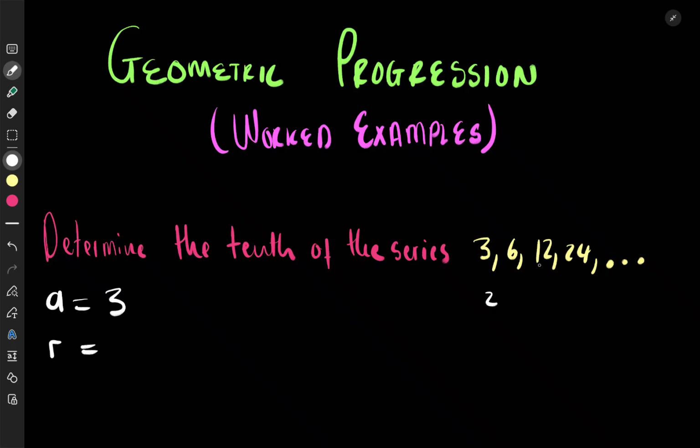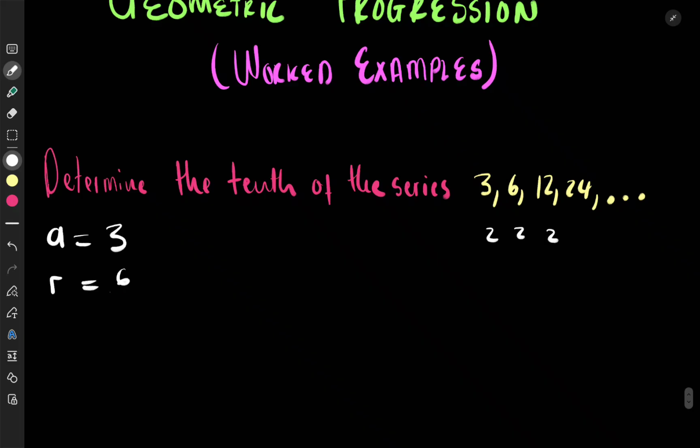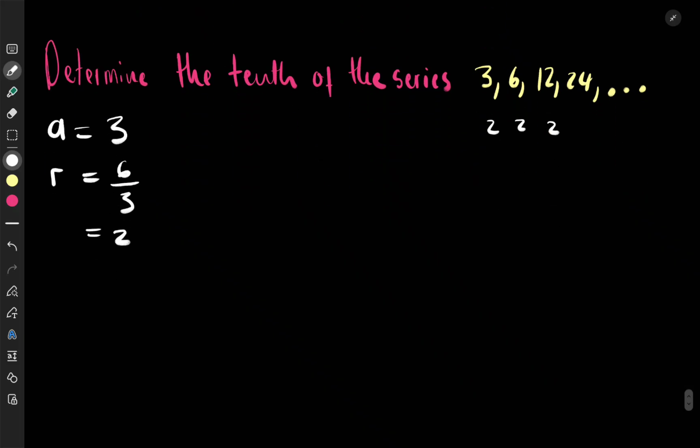6 divided by 3, 2. 12 divided by 6, 2. 24 divided by 12, 2. So this is going to be a geometric progression. So you say R is 6 over 3, which is going to be equal to 2. So now I have my A and I have my R.